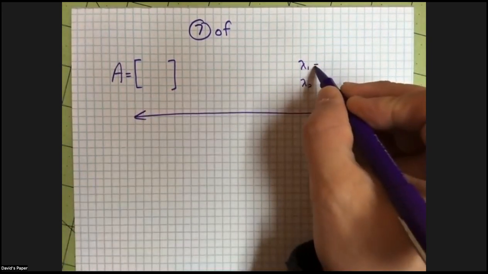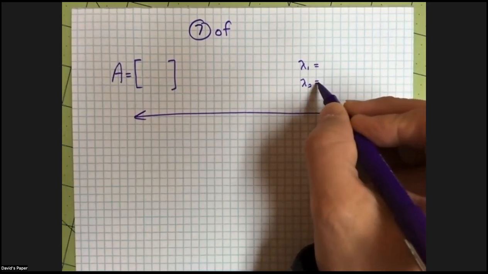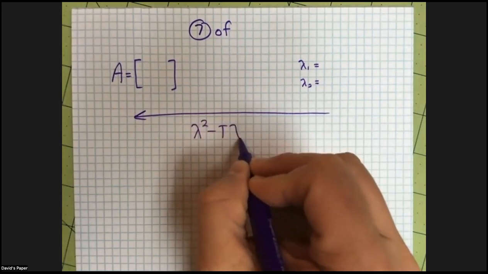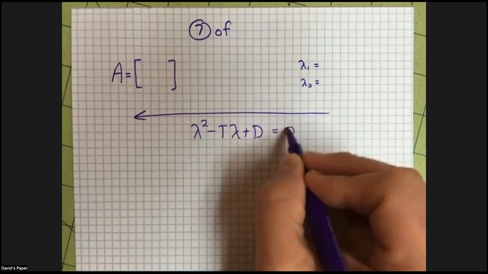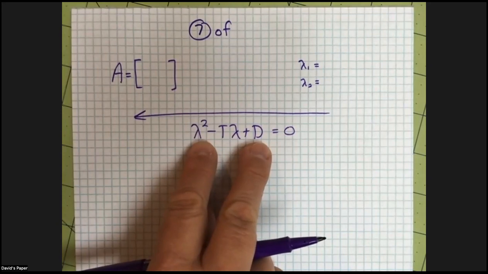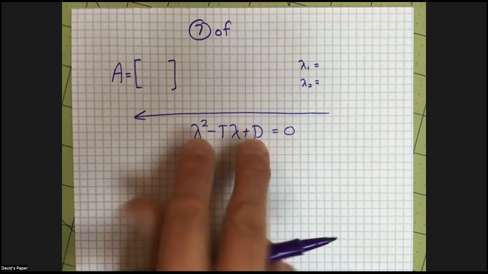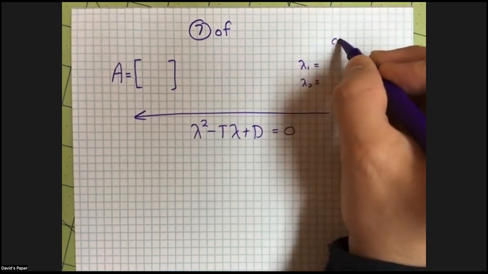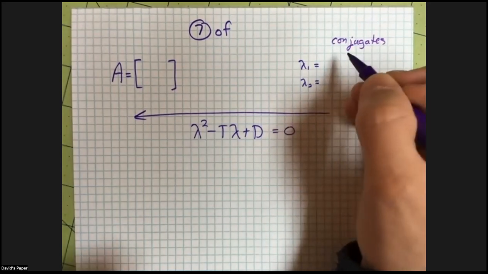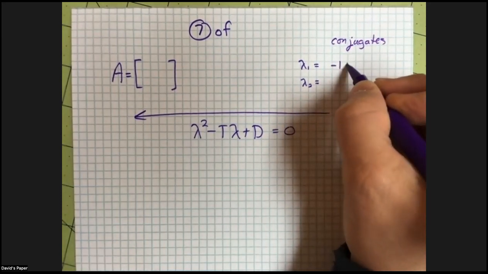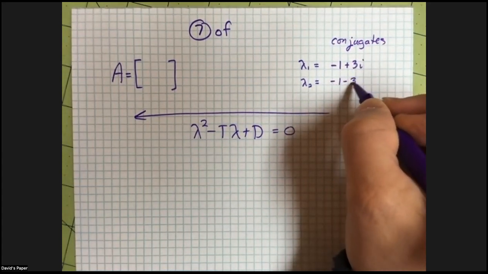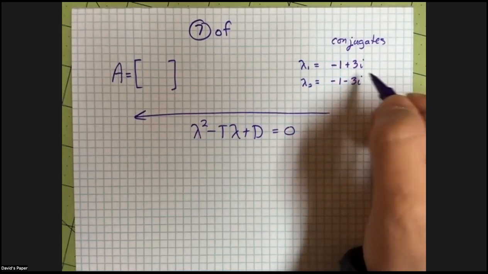Let me pick my complex eigenvalues. Remember, since the trace and determinant have to be real numbers, since lambda squared minus trace lambda plus determinant has to be a two-degree equation with real coefficients, these have to be complex conjugates. So that means I don't have complete freedom, right? Once I pick one, let's say minus one plus three I, I've also picked the other one, minus one minus three I. So let's roll with this.